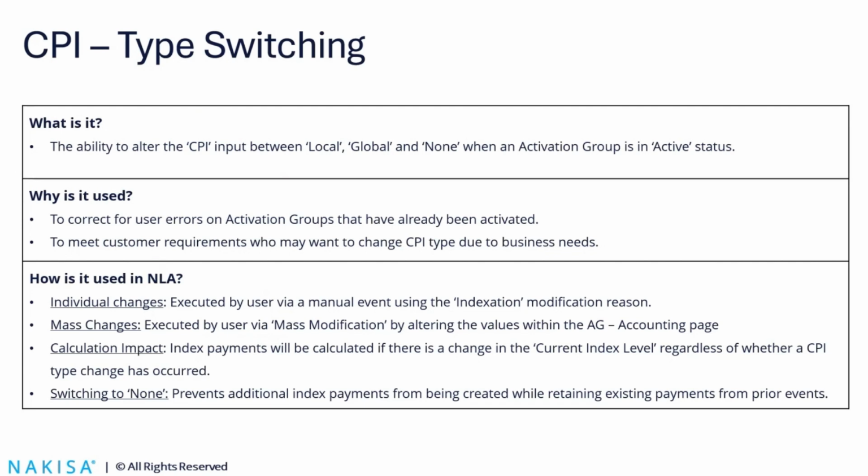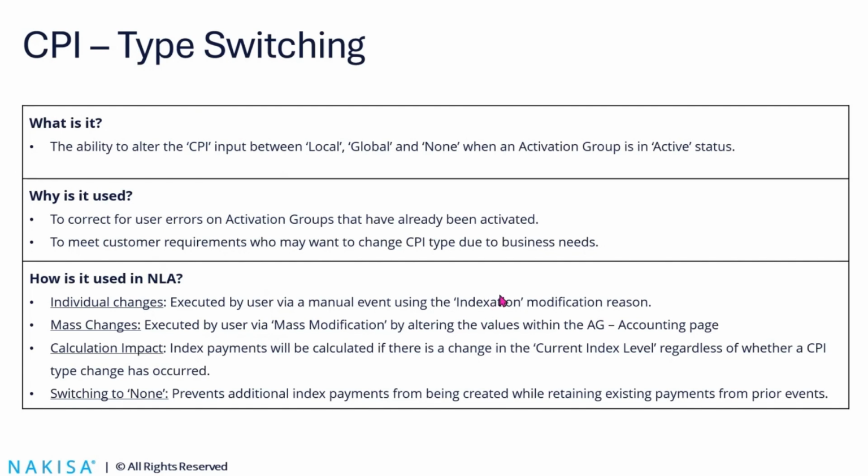Individual changes can be tracked and modified. A user can go on the UI and manually run an event using index modification at the activation group, and they will be able to change the CPI from local to global or none. It can also be executed by doing mass modification, where the user will come on the AG accounting page once you download the Excel file to change the CPI switch, that is, to change the CPI indexation type.